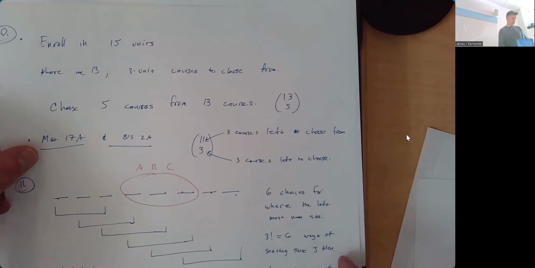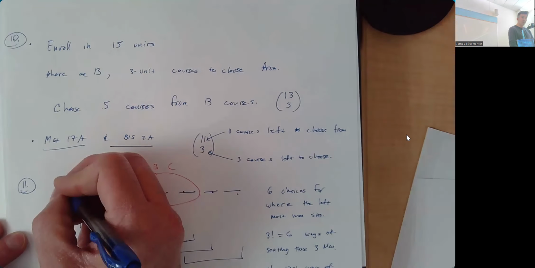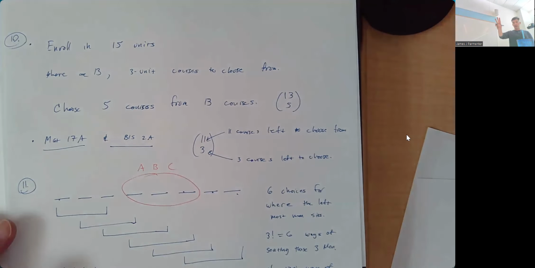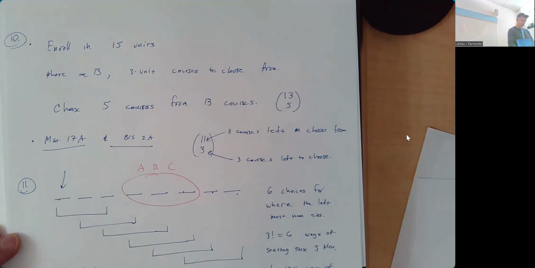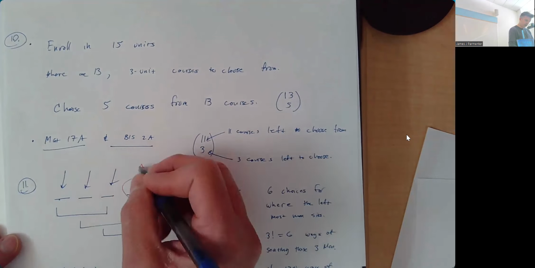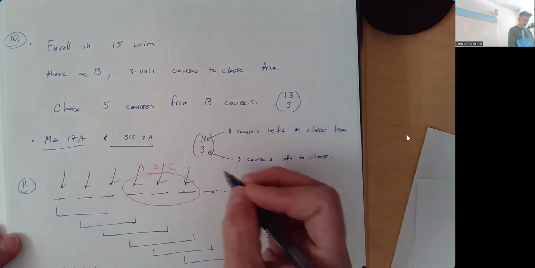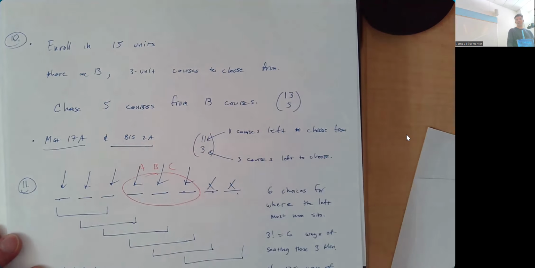Sure. So the first man, the leftmost man of the 3 men that are getting seated together, could sit here. Could sit here, or here, or here, or here, or here, but can't sit here or here. Because if he's the leftmost man, there have to be 2 men to the right of him.